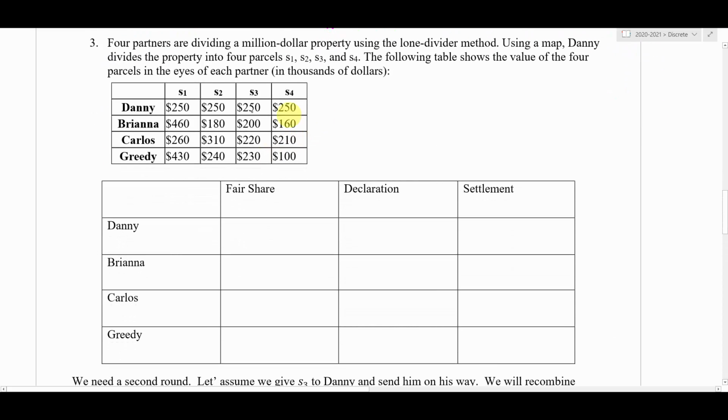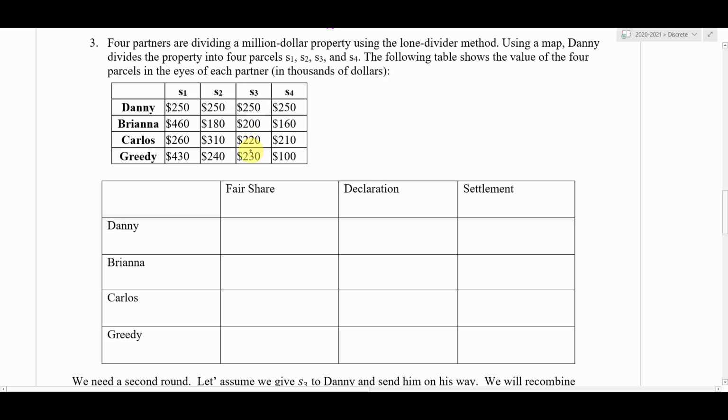All right, so here in number 3, we have 4 partners that are dividing a $1 million property using the lone divider method. Using a map, Danny divides the property into 4 parcels, S1, S2, S3, and S4, so they're just going to name them. The following table shows the values of the 4 parcels in the eyes of each partner, and this is in thousands of dollars. So really, this is $250,000, $250,000. This is $180,000. So that's why they're all agreeing that the entire property is worth $1 million.